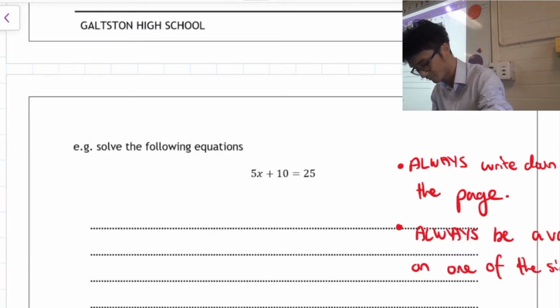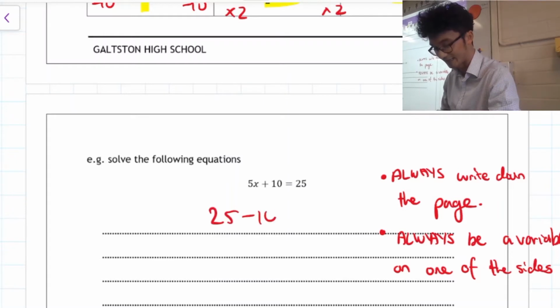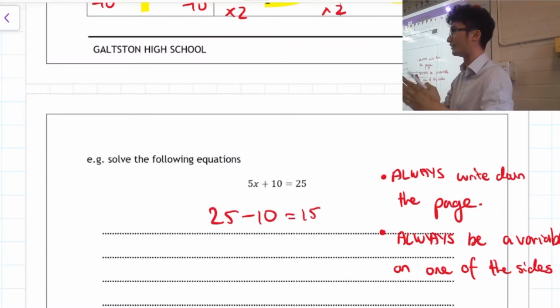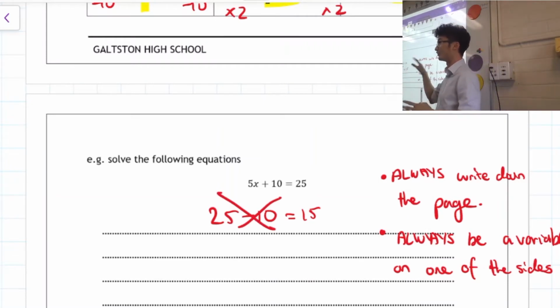Okay? Because some people like to do, for example, in this first step we do 25 take away 10. Some people like to write 25 take away 10 is equal to 15 as a part of the step. Just do that in your head mentally. Don't need to write that down anywhere. If you want to do it on the side, you can.